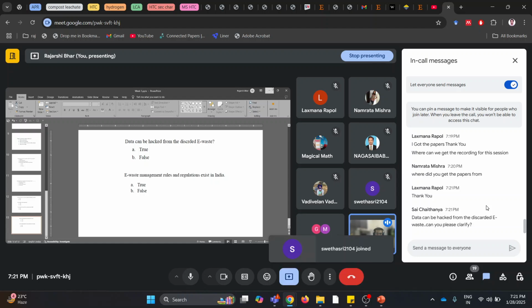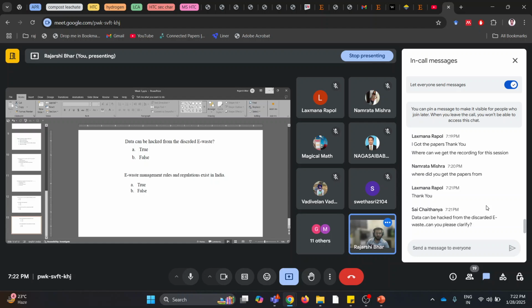Data can be hacked from discarded e-waste. Can you please clarify? It is very simple. You have a mobile phone, you don't clear or format all the data, you just throw it somewhere, so anyone can hack it. Same goes with computers as well.